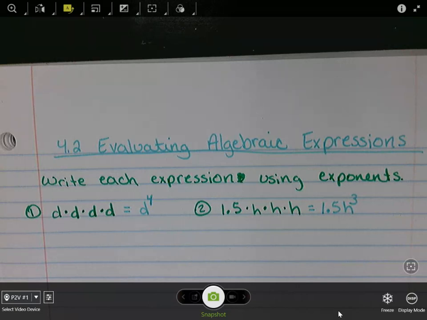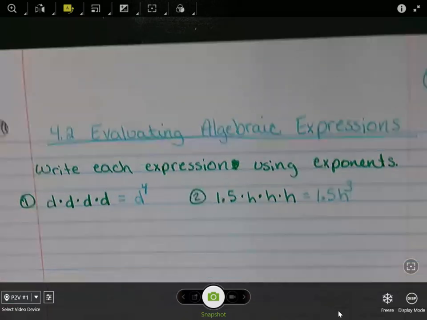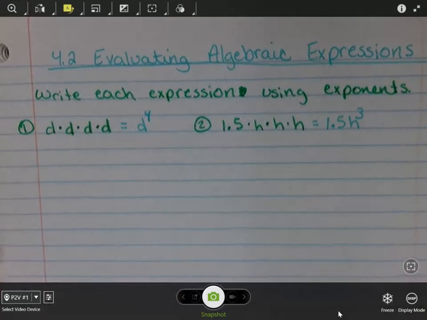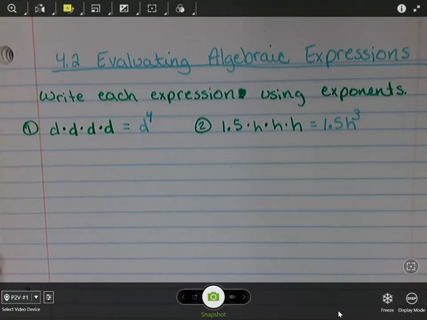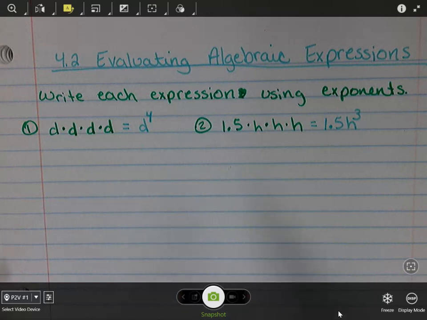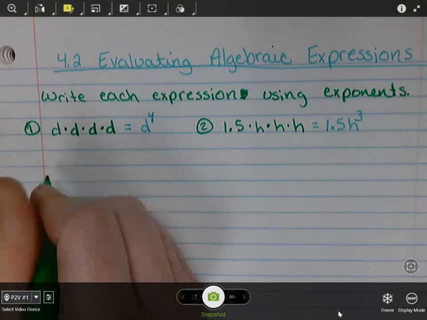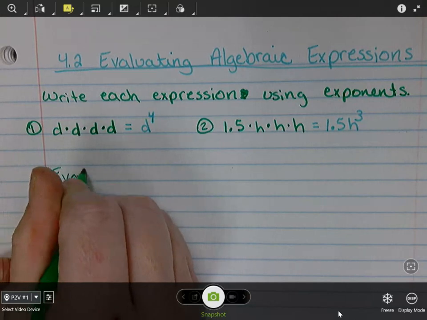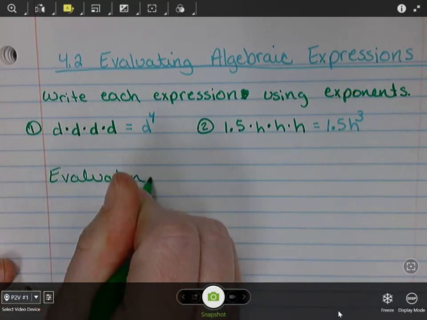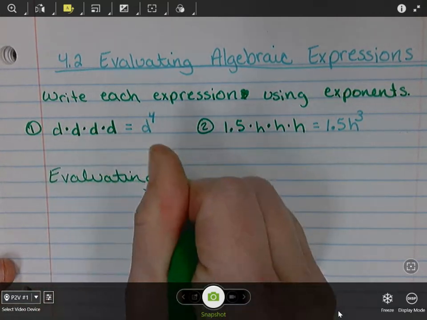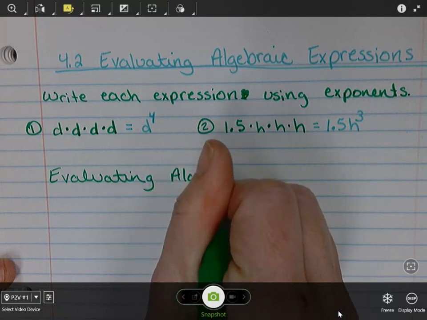All right, so the next thing we're going to do, we're actually going to jump into the lesson, evaluating algebraic expressions. Here's what an example would say. It would say the word evaluate, but now we're actually evaluating algebraic expressions.